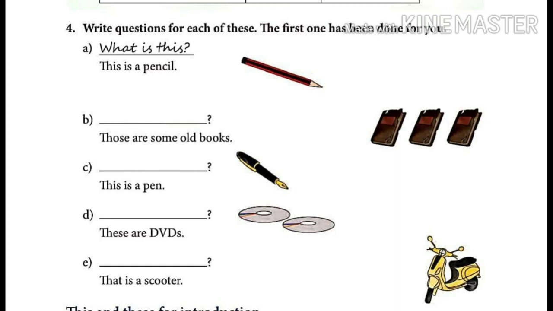Second answer is, those are some old books. Now books is plural and they are not near, so those has been used. Question is, what are those? C. This is a pen. Pen is a singular, one pen, and it is near, so this has been used. Question is, what is this?